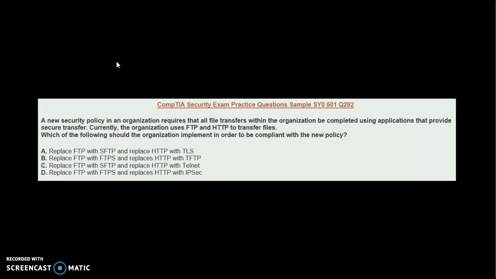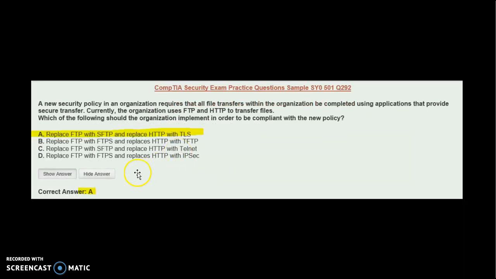A new security policy in an organization requires that all file transfers within the organization be completed using applications that provide secure transfer. Currently, the organization uses FTP and HTTP to transfer files. Which of the following should the organization implement in order to be compliant with the new policy? That is to replace FTP with SFTP, secure FTP, and replace HTTP with TLS.